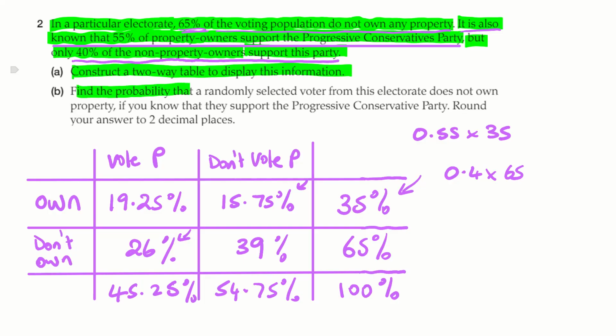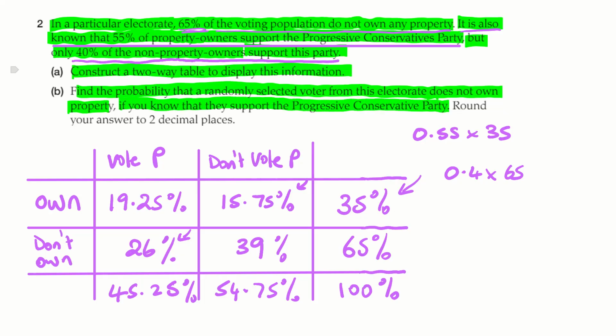Find the probability that a randomly selected voter from this electorate does not own property if you know that they support the Progressive Conservative Party. Round your answer to 2 decimal places. Okay, so they support the party, so we're only looking at the people down here.